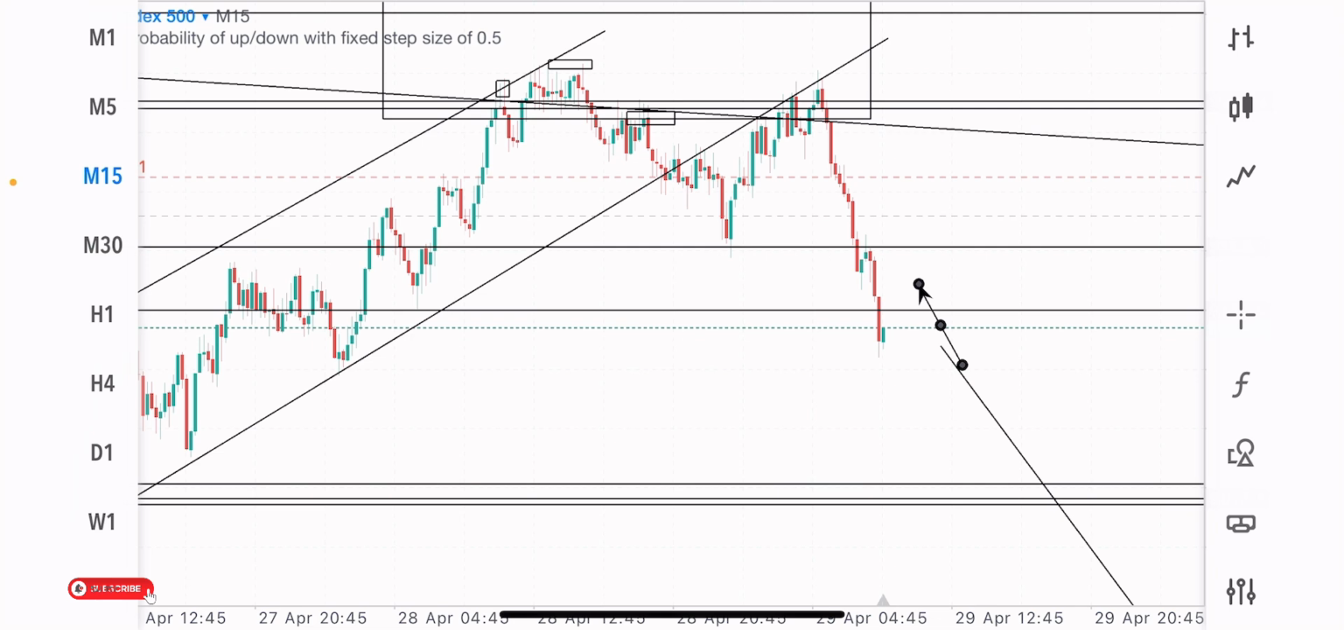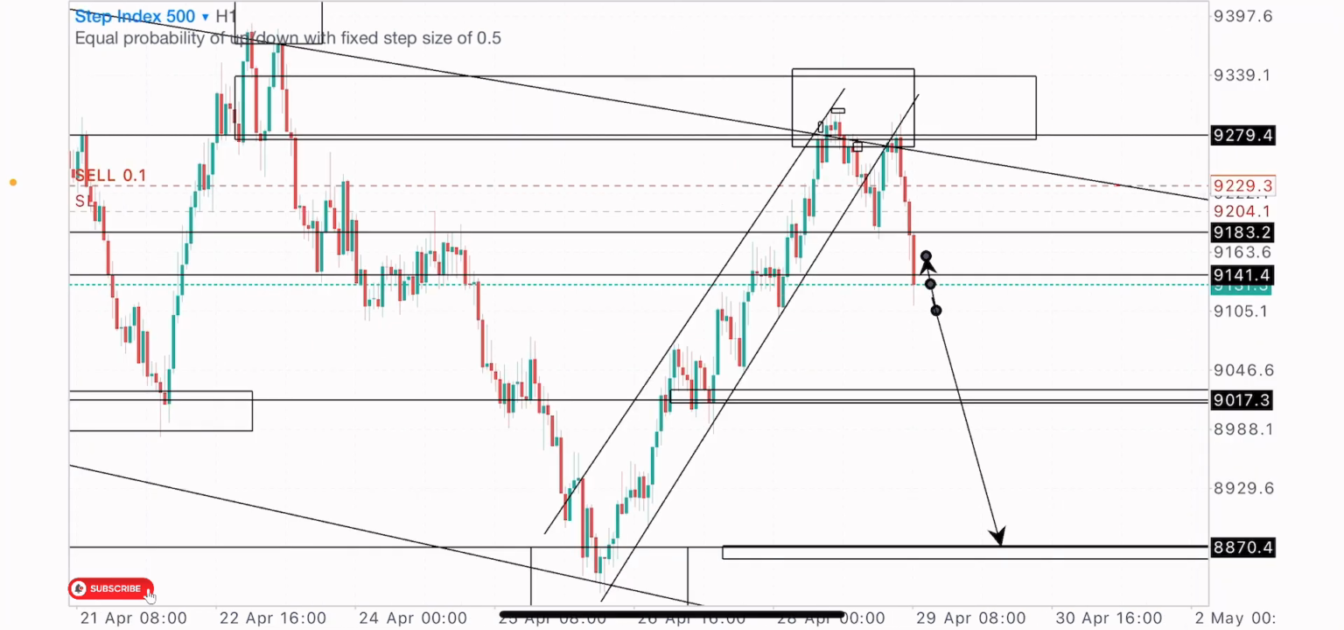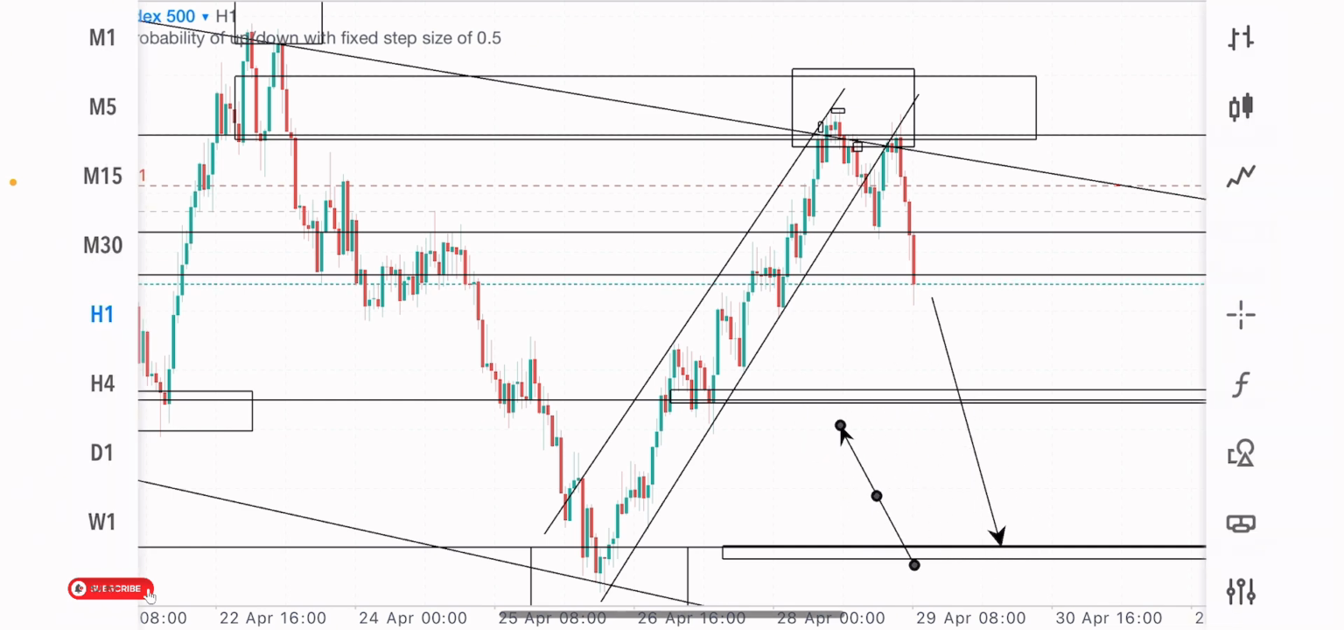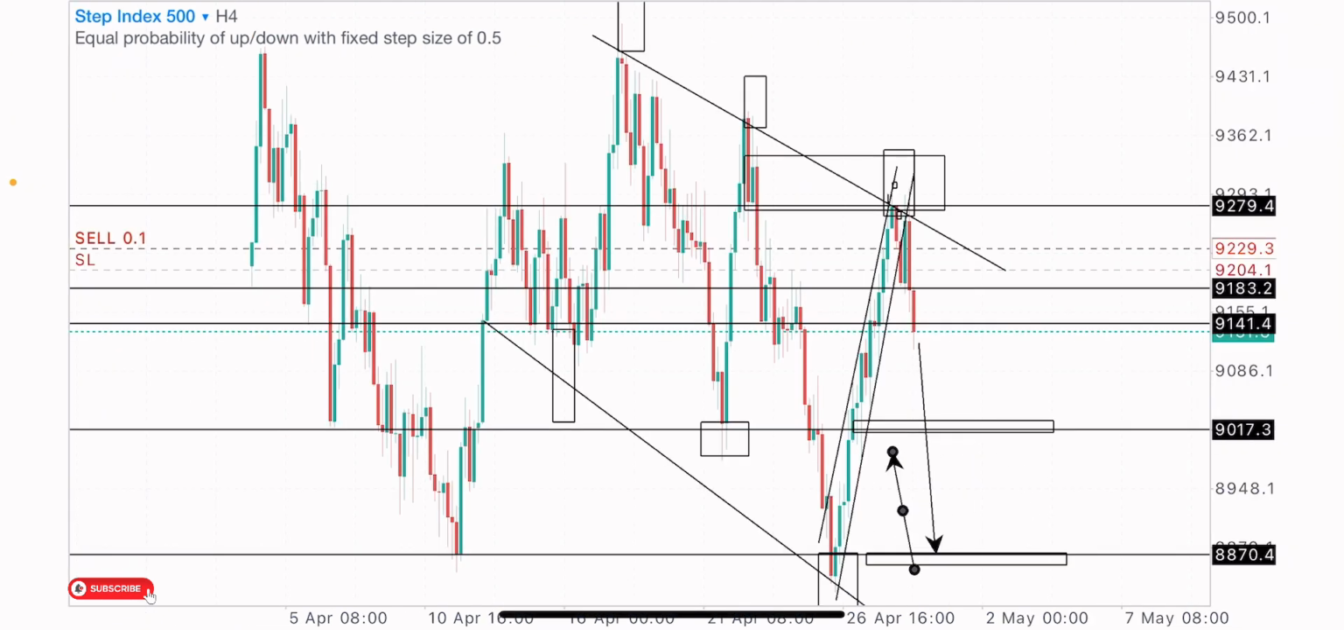We are getting the sells, more sells expected on Step 500 index in the coming hours. Throughout today, basically, I'm expecting this index to sell, at least for price to get to the zone before we could get any possible buys on this index. So I'm bearish on Step 500 index.